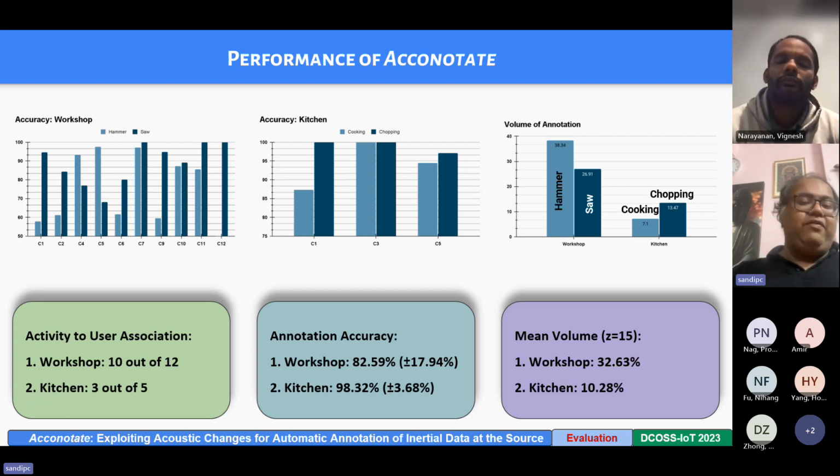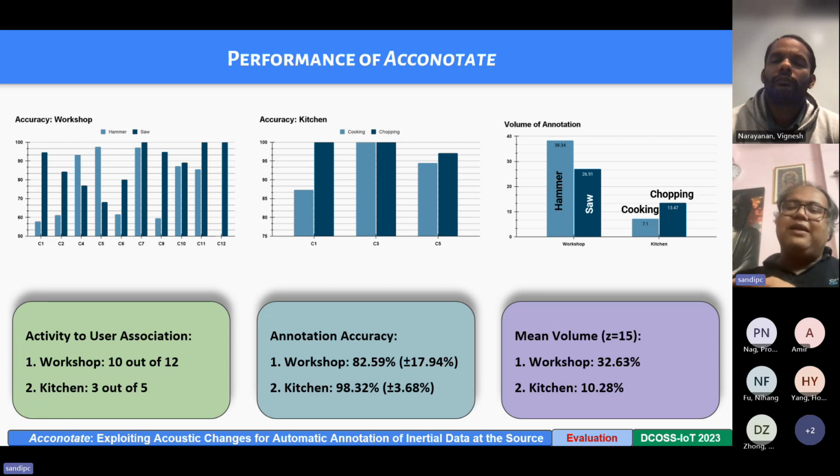And this is something very interesting, because if you remember, when we did that single user activity annotation, the result was otherwise. In workshop, we got a better accuracy, whereas in case of kitchen, we got a lower accuracy, right? Here, it is the reverse thing.